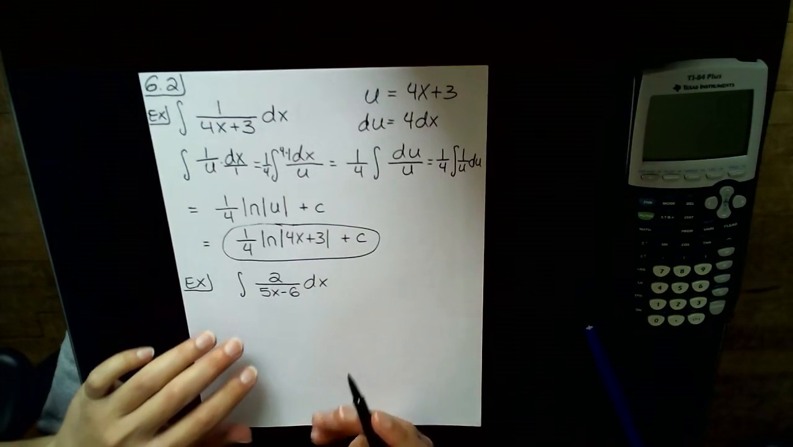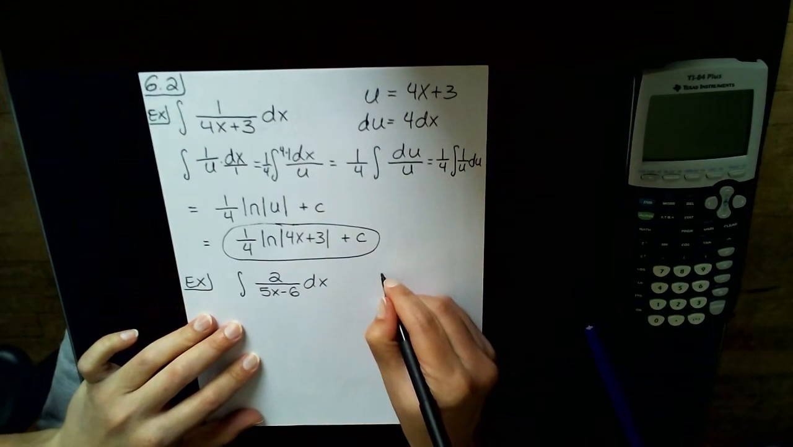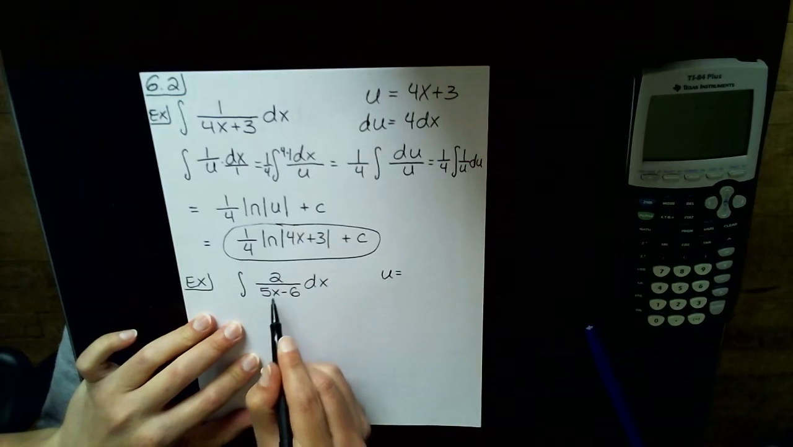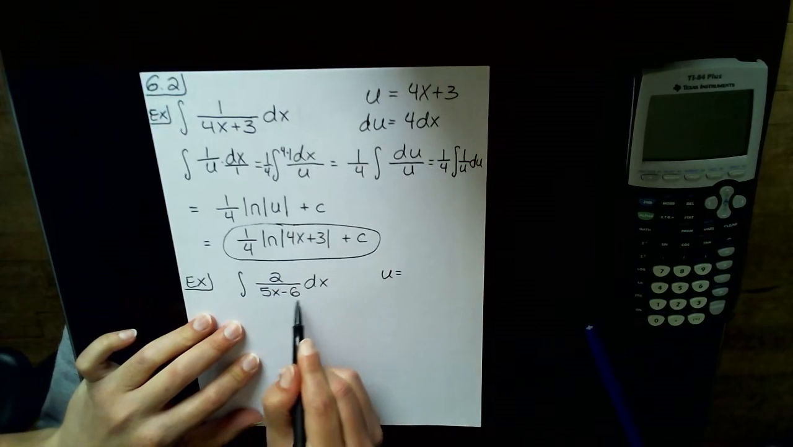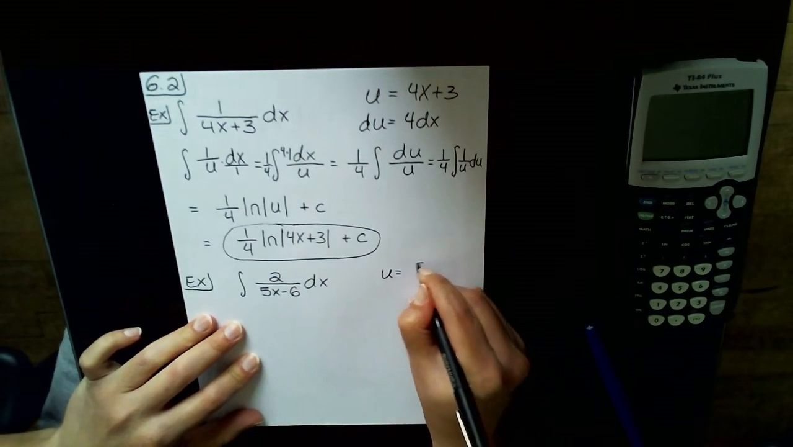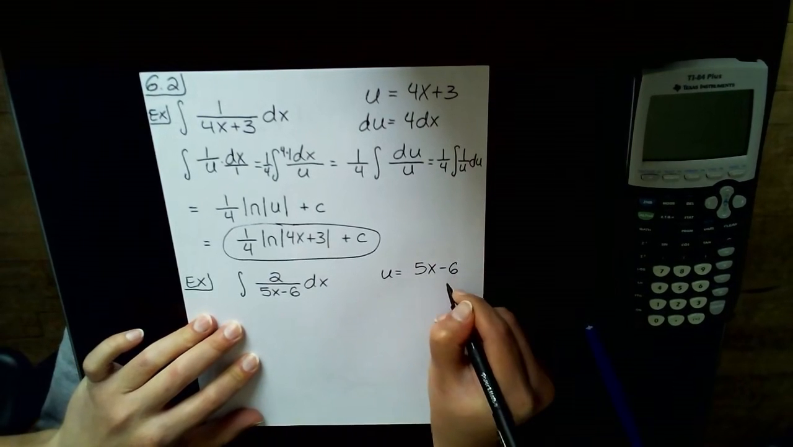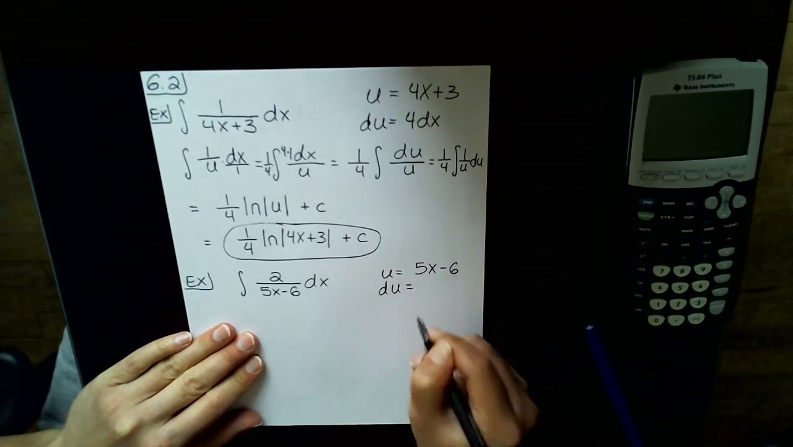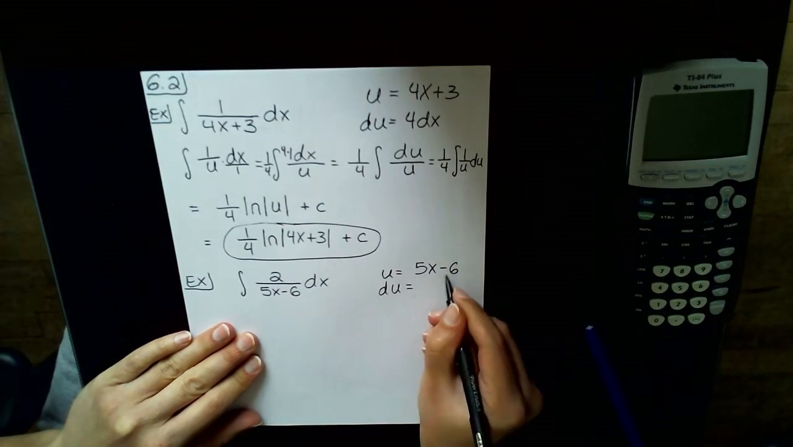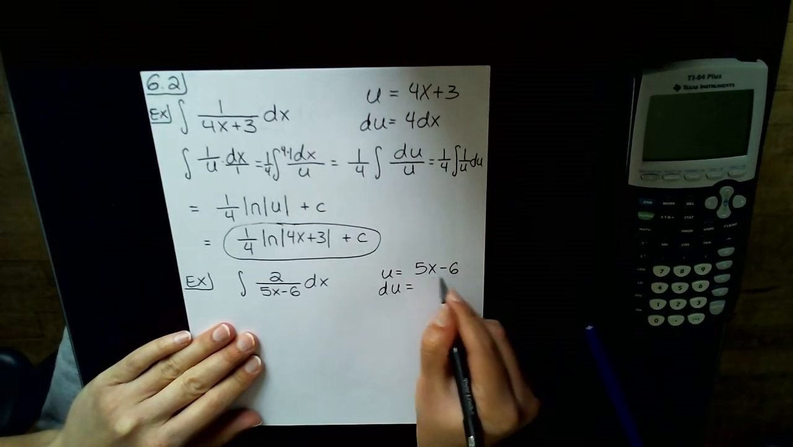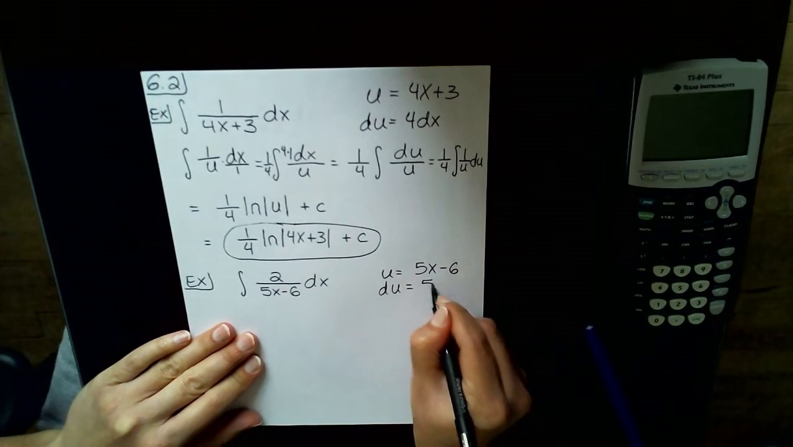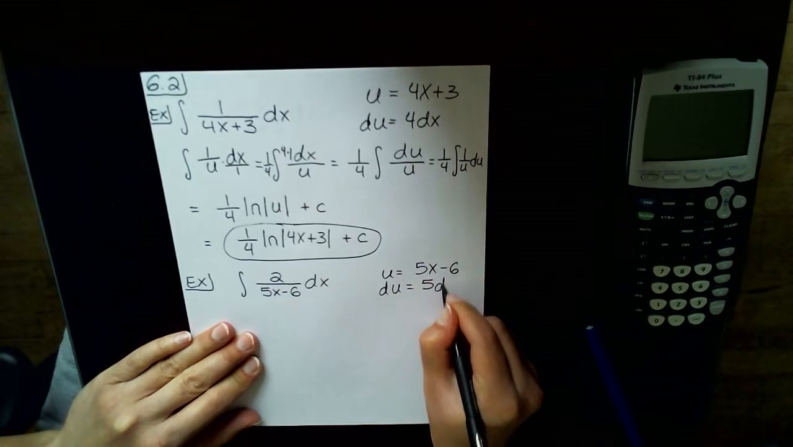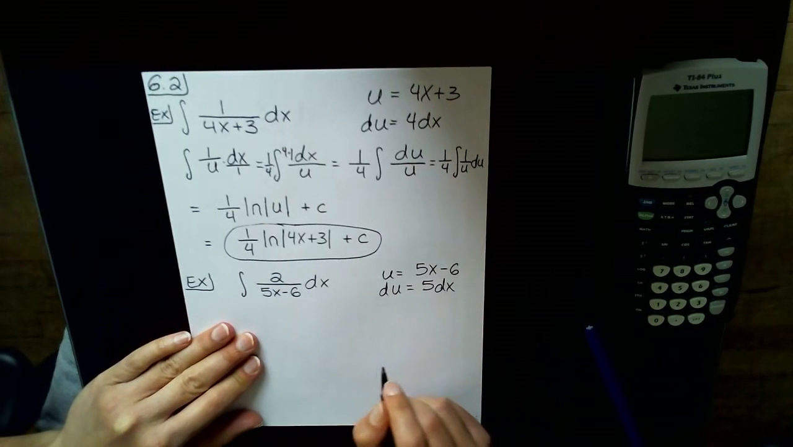Okay, so now trying this together, again, we don't have a complicated function, so odds are u is going to be the denominator, 5x minus 6, which means du is the derivative of this times dx. The derivative of 5x is just 5. The derivative of minus 6 is 0, so we get 5 dx.